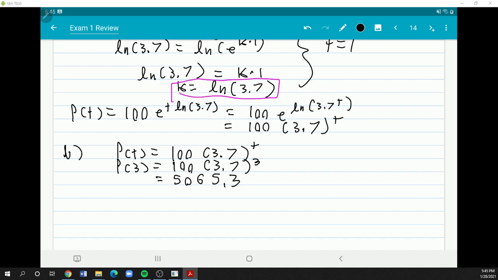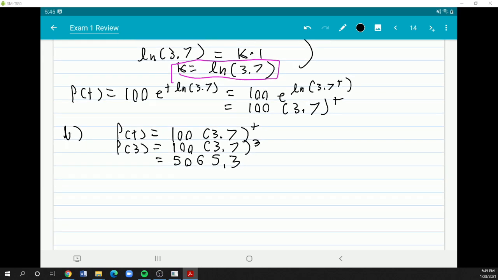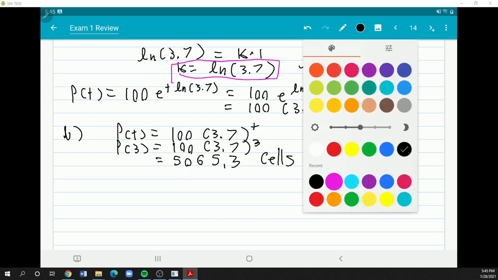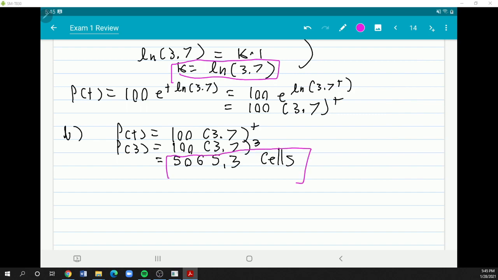5065.3. Let's see, let's do a sanity check. Does that make sense? So it more than tripled over 1 hour. So if you took 370 and then tripled it twice, you would get something fairly close. But this is 3.7, so it's way more than triple. So this number does seem reasonable. And our units are cells.